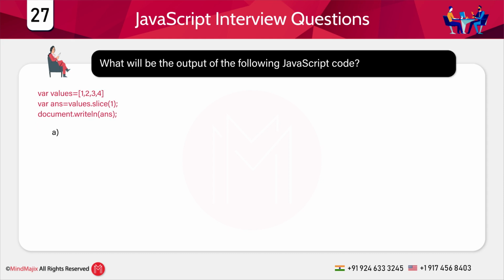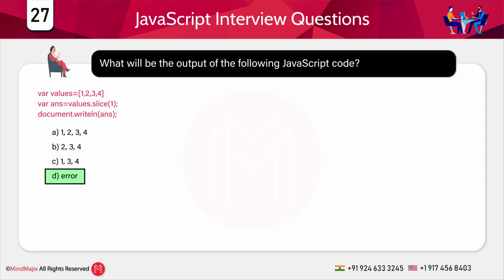What will be the output of this JavaScript code? Values equals 1, 2, 3, 4. It's an array. Answer equals values.slice(1). Document.write displays the answer. So only one value is given, and that value is 1. The second value is not given for the slice operator. By syntax, the slice operator should have two values: the start index and the end index. Only one index is given. So the option is error.